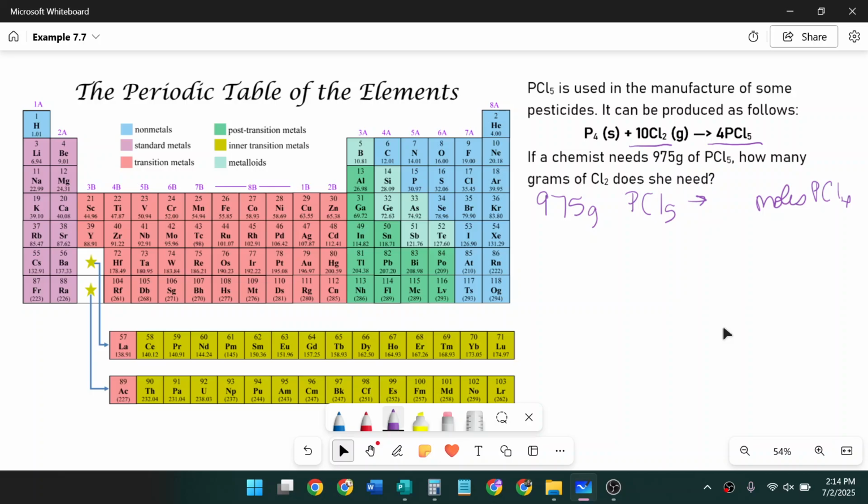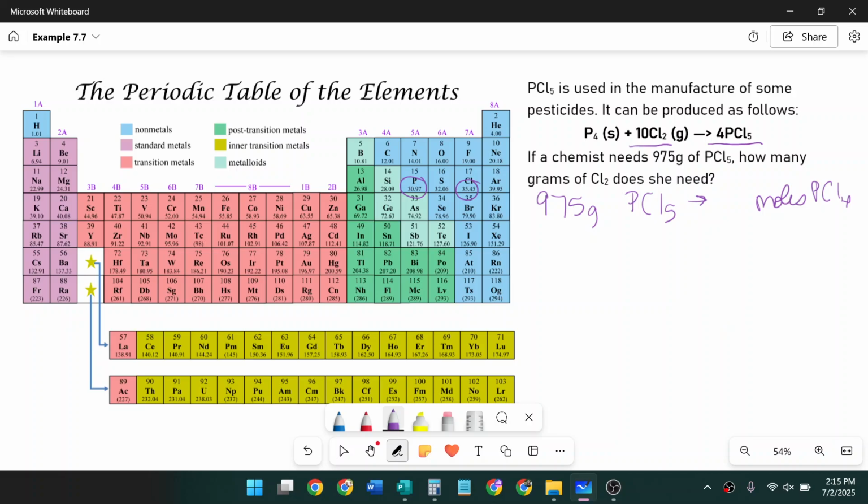So to get a conversion relationship, we have to remember we have to add 1 times the number right here plus 5 times the number right here. And when we do that, that will give us how many grams is in 1 mole of PCl5. And then we can figure out how many moles we have.